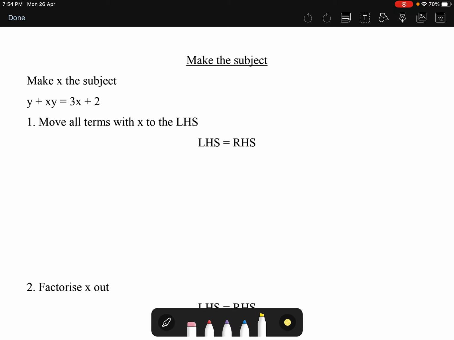When I say I want to make x the subject, it means that I want to put my x onto the left hand side, right? So how do I do this? First, move all the terms with x to the left hand side. Notice that this has x, this is 3x, right? So I move my 3x to the left hand side. The left hand side is xy, then you move 3x to the left hand side, you must make it into minus 3x.